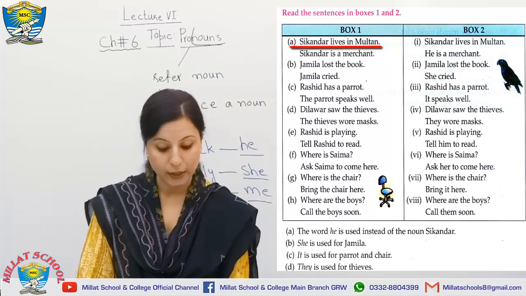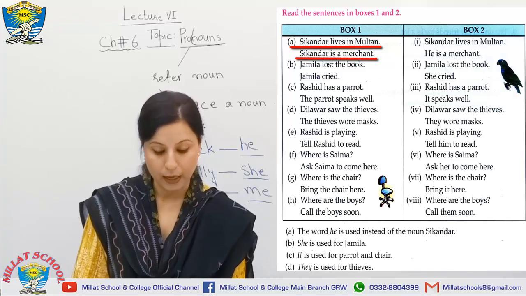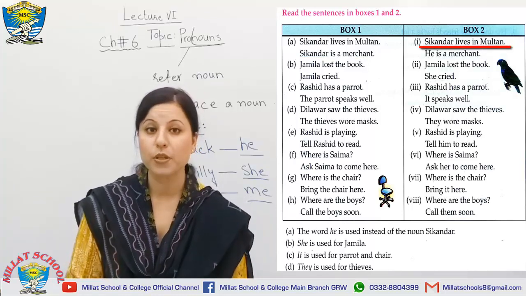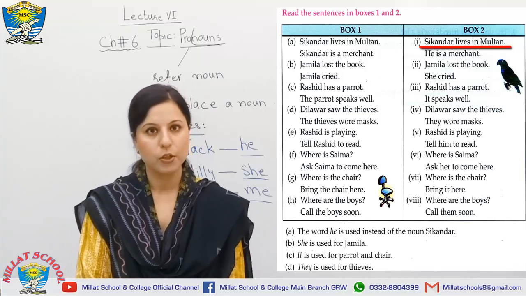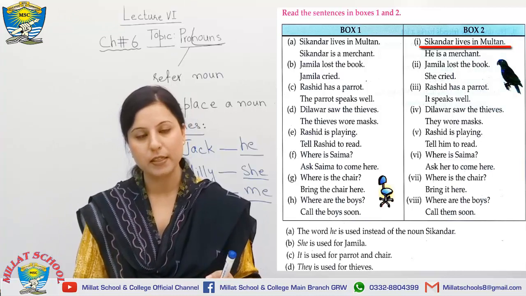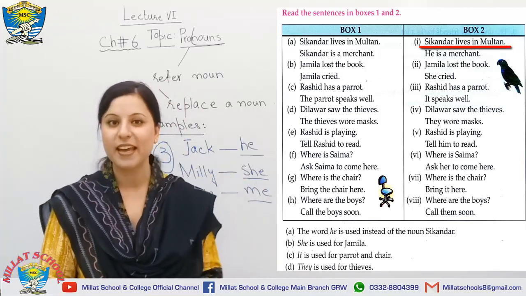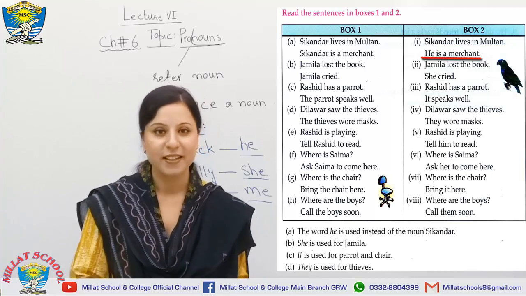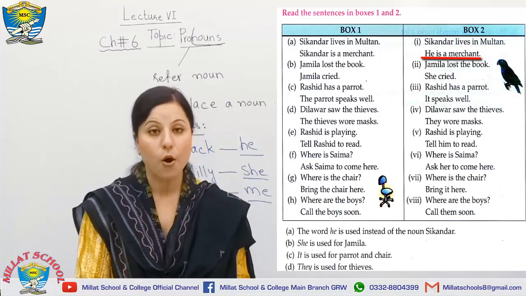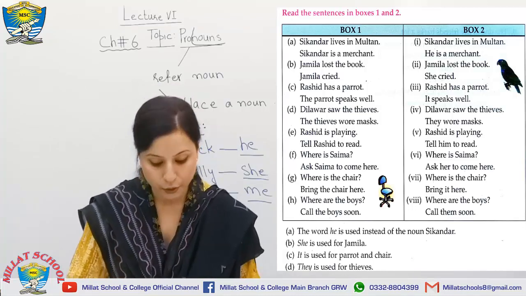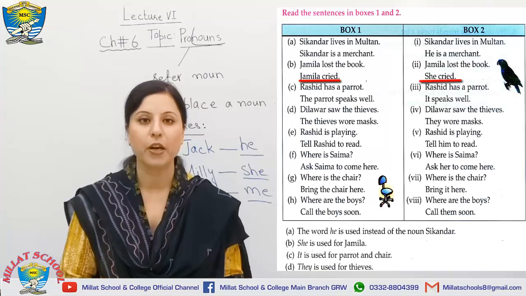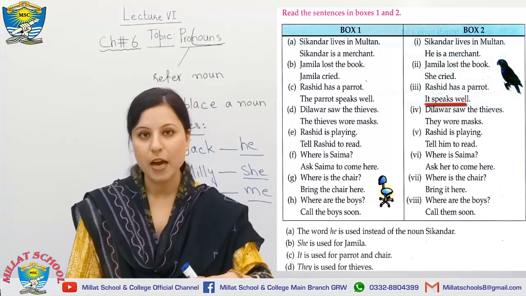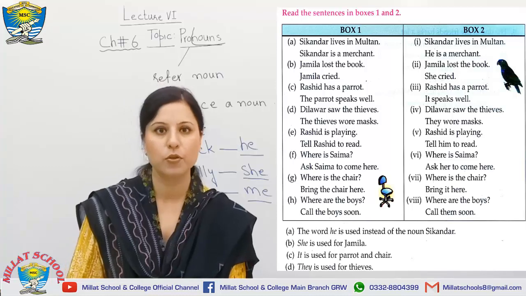For example, in box 2, Sikandar lives in Multan. Sikandar is a merchant. Why are we using Sikandar and Sikandar again? We just need to use it in a grammatical way: Sikandar should be used once, and the rest of the sentences will be followed by replacing it with the pronoun. Exactly, you got it. So Sikandar lives in Multan. He is a merchant. Yes, so he is going to be the pronoun. All those sentences will be followed in the same way. For example, Jamila will be followed by using the pronoun she. Rashid has a parrot. It speaks well. Now here we are talking about the parrot, not about Rashid, because Rashid is having something.